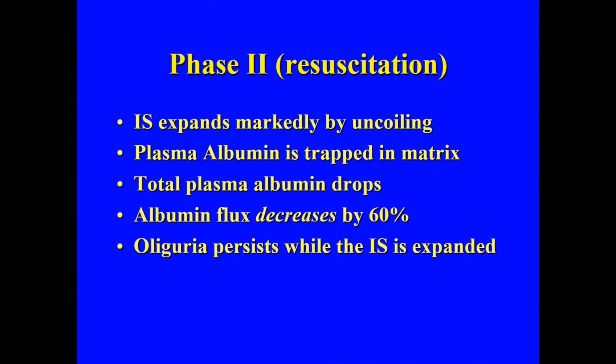If a resuscitation is encountered, you see phase 2, where the interstitium expands markedly by uncoiling in order to again refill the interstitial space. Plasma albumin is trapped in matrix mucoproteins, leading to expansion or relative expansion of the interstitial space. This is at the expense of the circulating albumin in the plasma, so total plasma albumin drops precipitously, and albumin flux actually decreases by 60%. This state is characterized by a persistent oliguria while the interstitial space is expanded.